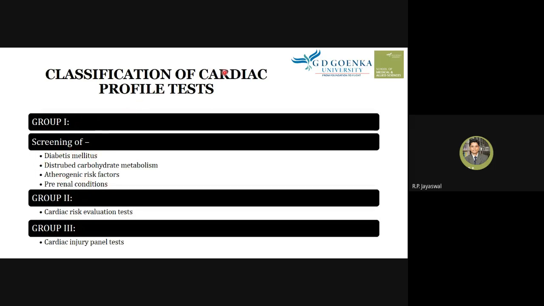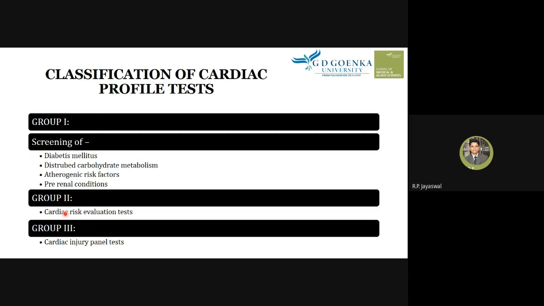So there are three groups of cardiac profile tests, and we can see at what stage the patient is. Any patient who is just going to check whether the heart is normal or not, with no symptoms, signs, or history, can have just the group 1 test. If there is diabetes mellitus or disturbed carbohydrate metabolism, this can slowly progress into cardiac disease, so then prevention measures can be taken.